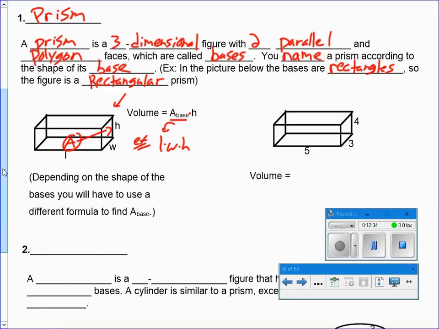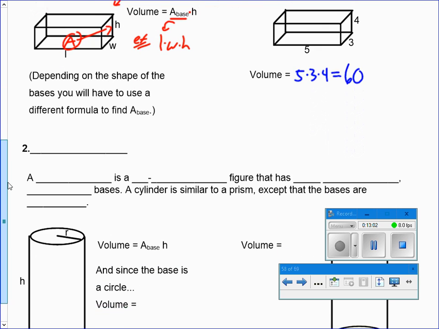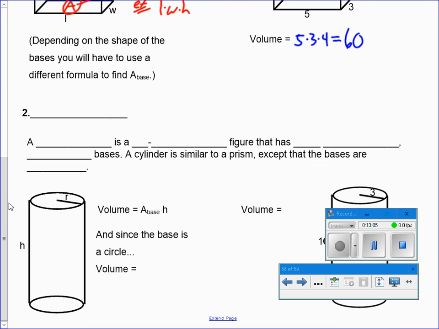Here'd be an example. On the right hand side, we have another rectangular prism, with a length of 5, width of 3, height of 4. So we would just multiply 5 times 3 times 4. 5 times 3 is 15, times 4, 60. Again, depending on the shape of the bases, you might have to use a different formula to find the area for the base, but you're always going to find the area for the base multiplied by the height.